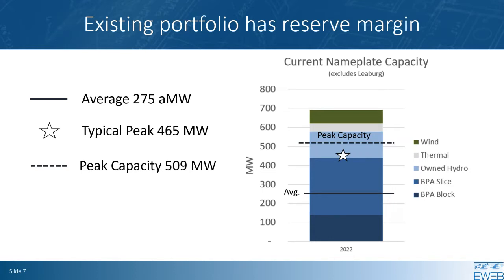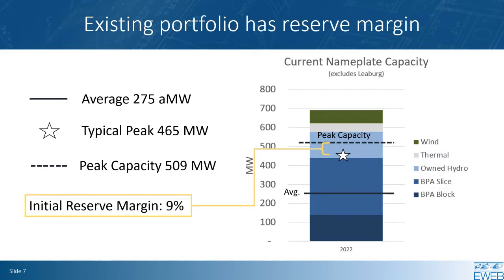And for each of these resources, our team calculated peak capacity values based on historical performance of the resource. And wherever possible, we informed our assumptions based on the Western Resource Adequacy Program, which is still under development. Using this methodology, we were able to calculate an initial peak capacity value for our portfolio of 509 megawatts. And you'll see that it's actually higher than our single hour peak today. This implies that we have an initial reserve margin today of 9%.